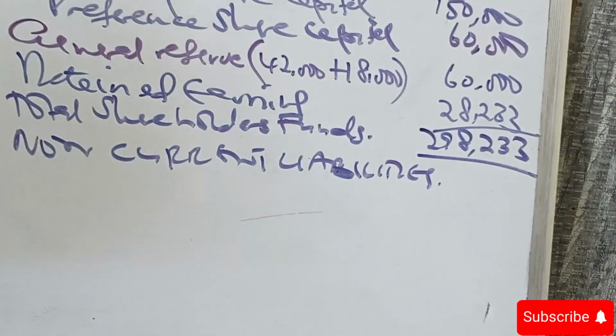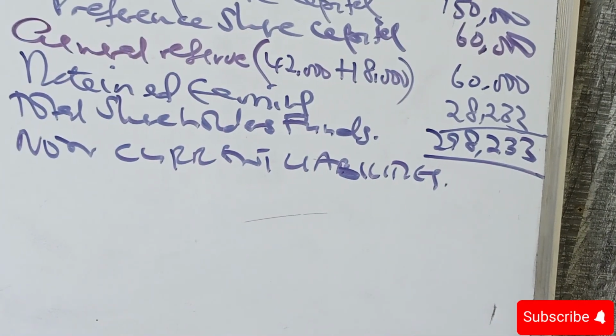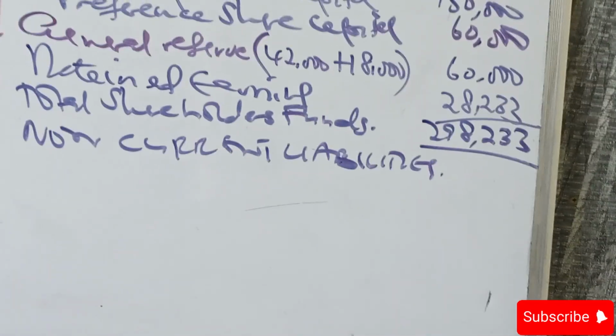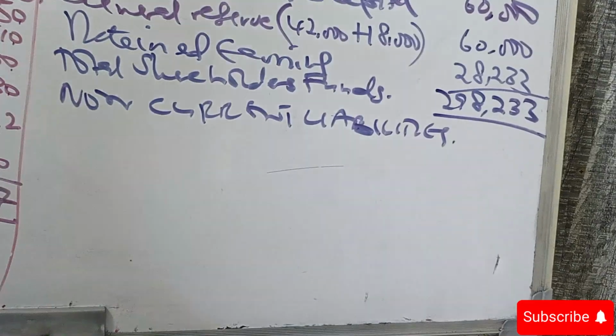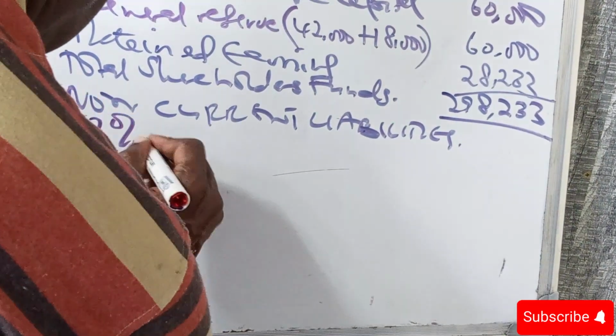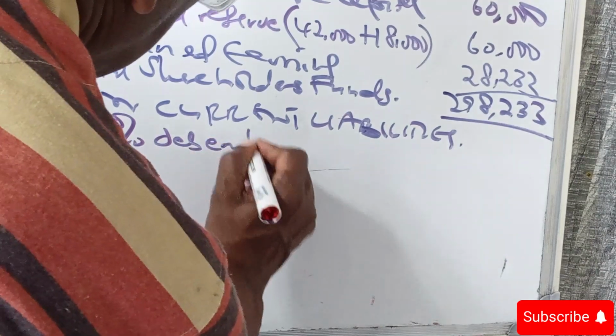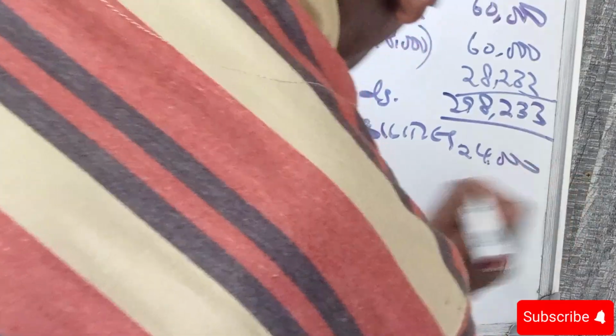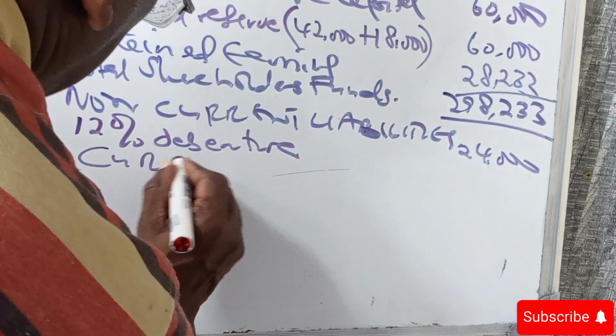And we said we have debentures, 12% debenture amounting to 24,000, from the trial balance. 12% debenture, which amounts to 24,000. Then we talk about current liabilities.